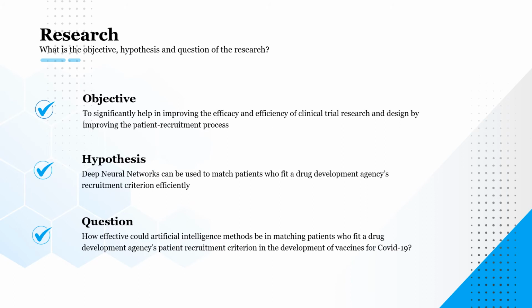With reference to the problem statement, the research objective, therefore, is to significantly help in improving the efficacy and efficiency of clinical trial research and design by improving the patient recruitment process. While the hypothesis indicates that deep neural networks can be used to match patients who fit a drug development agency's recruitment criterion efficiently, the research will seek to answer the question of how effective artificial intelligence methods could be in matching patients who fit a drug development agency's patient recruitment criterion in the development of vaccines for COVID-19.